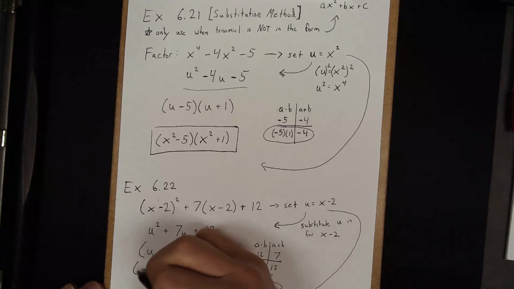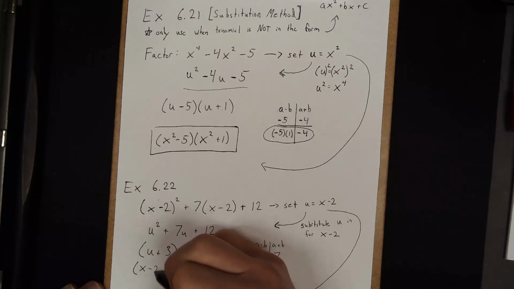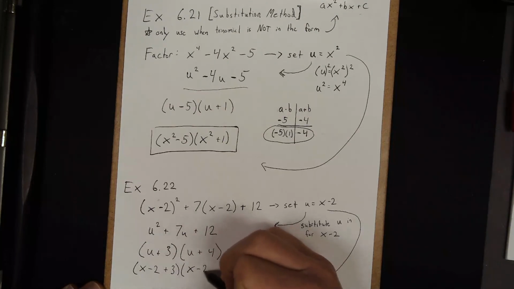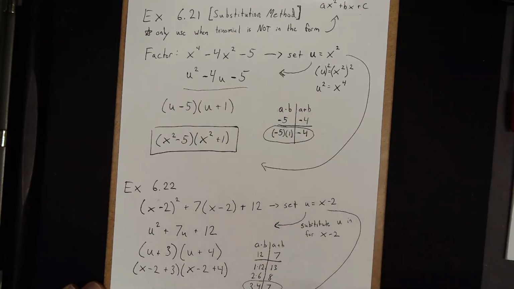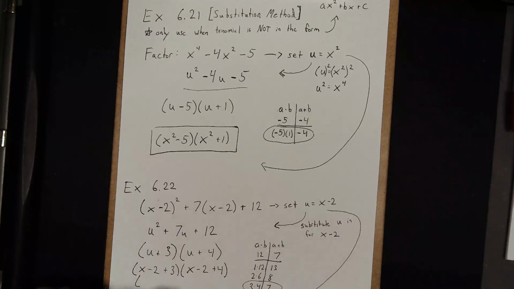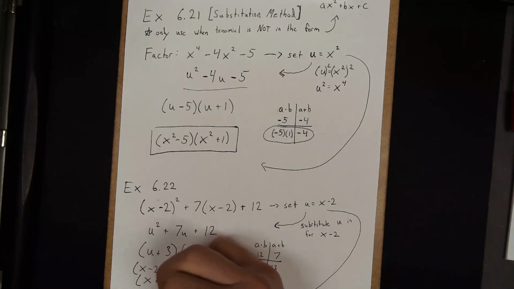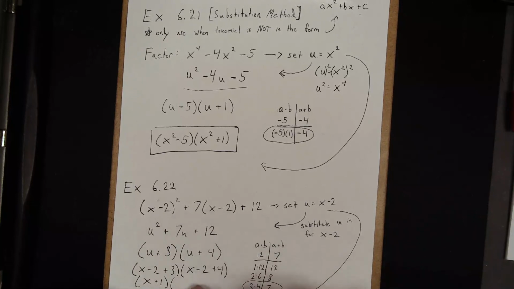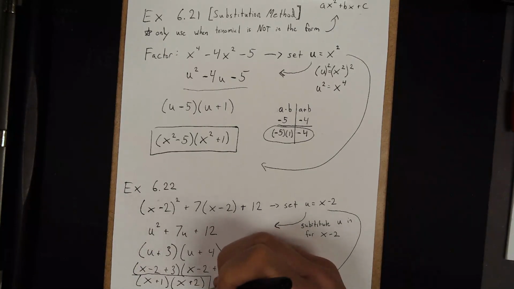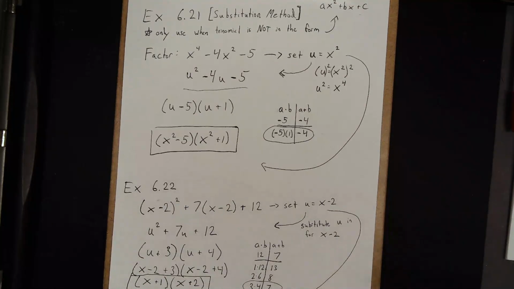So we got x minus 2 plus 3 and x minus 2 plus 4. And that's going to simplify too. So negative 2 plus 3 is x plus 1. X minus 2 plus 4 gives us x plus 2. There's your answer. Nothing to it.